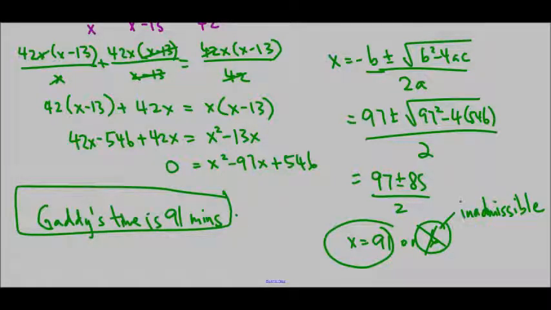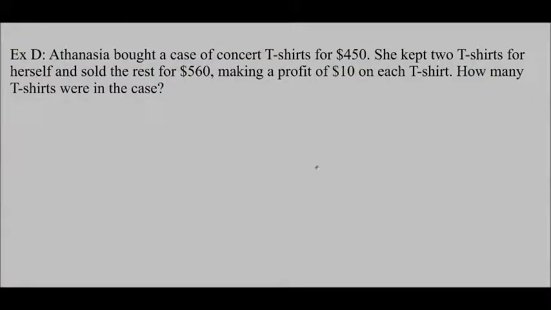Okay, so we've got one more question. You can try setting up on your own, or you can follow along with me. So pause the video if you would like to do this on your own. Okay, so Athanasia bought a case of concert t-shirts for $450. She kept 2 t-shirts for herself and sold the rest for $560, making a profit of $10 on each t-shirt. How many t-shirts were in the case?